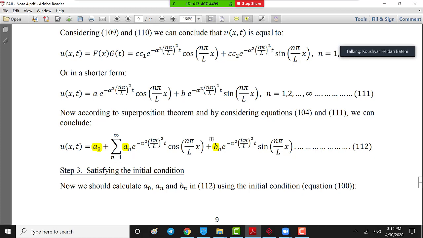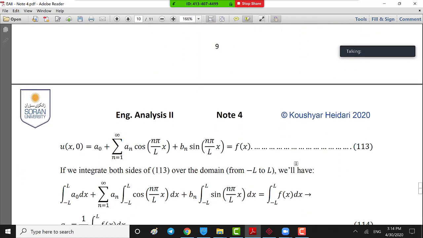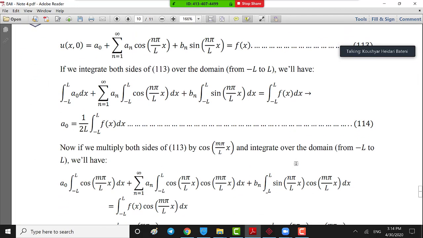Now, look, what should we do as a first step? We have to put in 0 instead of t and equate the resulting equation with f of x, right? If we put in 0 instead of t in the previous equation, all the exponential terms are going to disappear because their value is going to become equal to 1, and we're going to reach this.